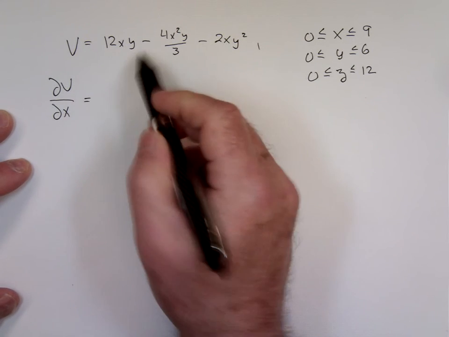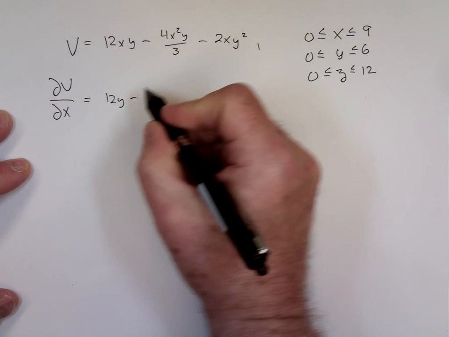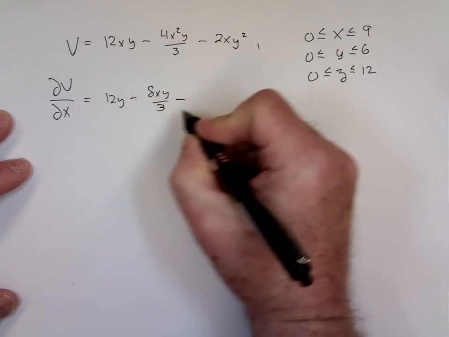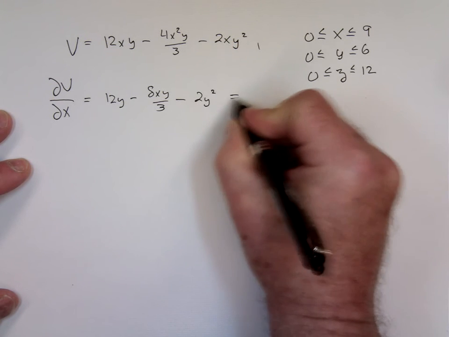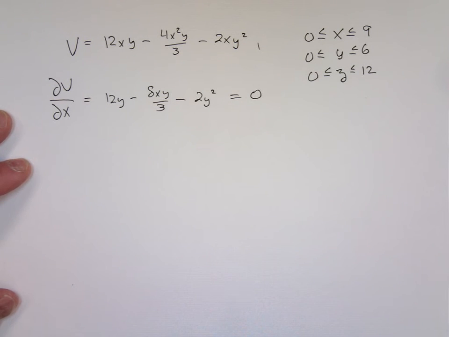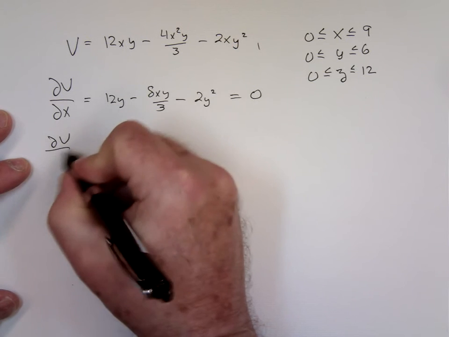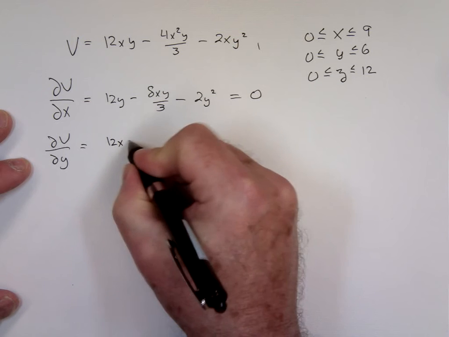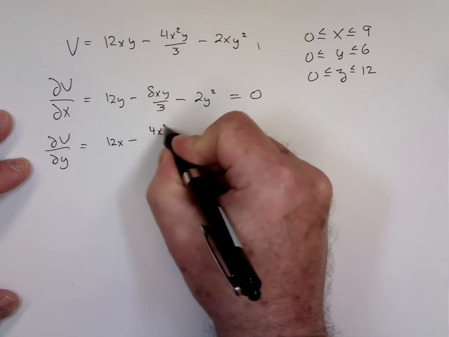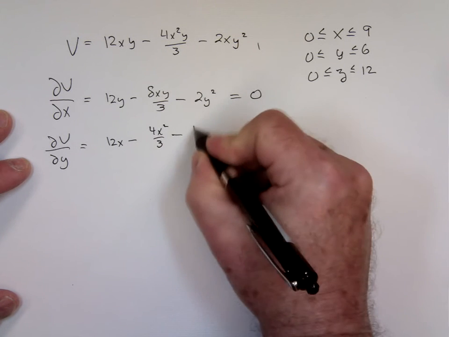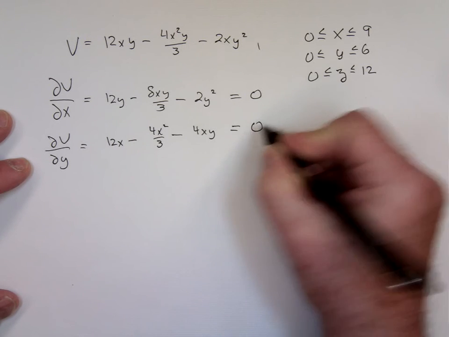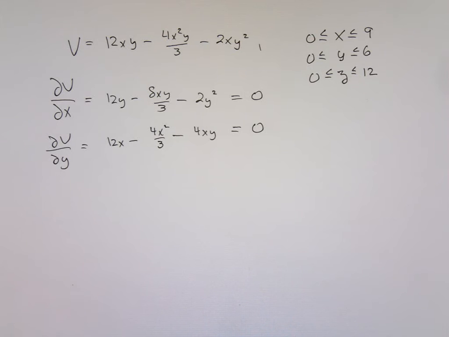12y minus 8xy over 3 minus 2y squared. We're going to set that equal to 0. Take the partial with respect to y to get 12x minus 4x squared over 3 minus 4xy and set that equal to 0. Check these out. Make sure I don't make a mistake here. One mistake and we're dead.